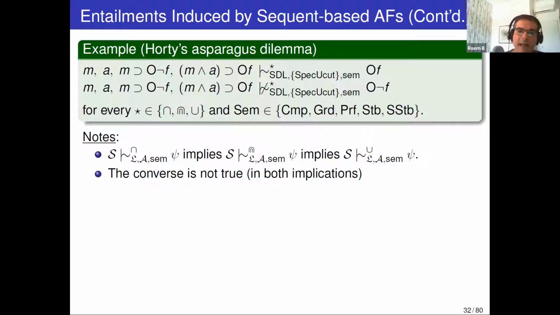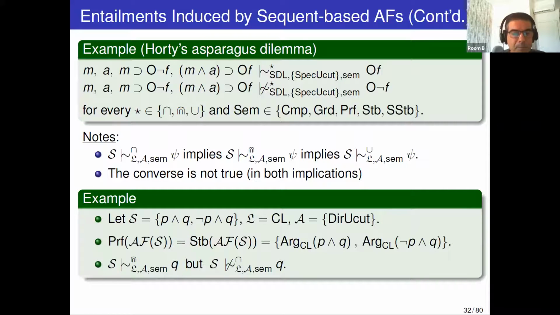Okay, so by their definition, it is quite obvious that skeptical entailment implies weakly skeptical entailment, and this in turn implies credulous entailment. However, the converse is not true in both cases.